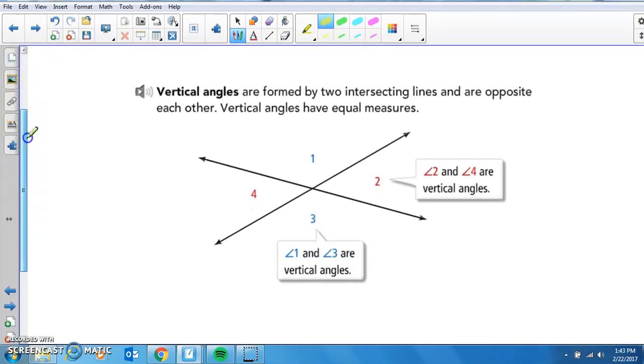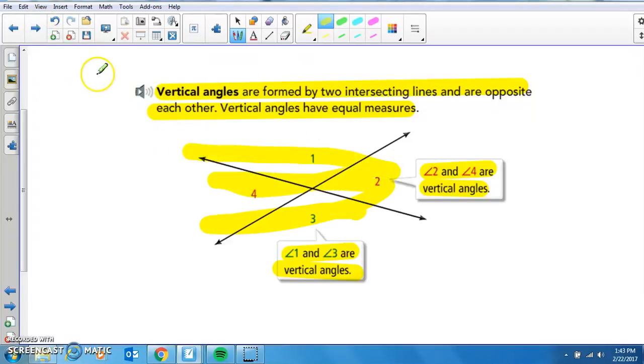All right, the next part, vertical angles. Angles that are across from each other. When two lines intersect, the angles that are across from each other are vertical angles. So vertical angles are formed by two intersecting lines and are opposite of each other. And vertical angles have equal measures. So angles 2 and 4 are vertical. Angles 1 and 3 are vertical. And vertical angles have the same measure. So 1 and 3 are equal. 4 and 2 are equal. I'm going to go ahead and highlight that so you can copy that part down.